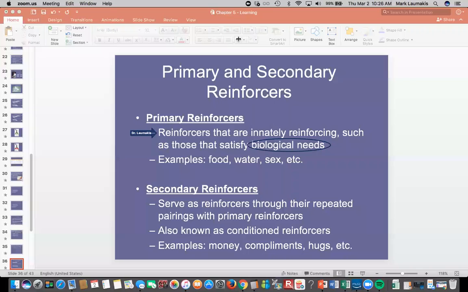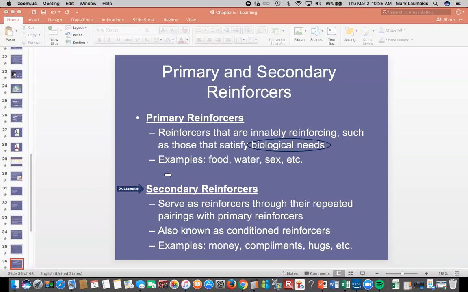So if you do a good job and I give you M&Ms for doing a good job, cleaning up your toys, sharing your toys, helping me clean the kitchen, whatever the case might be, and I give you M&Ms, that's a primary reinforcer. If I give you water, sex would clearly be biologically relevant. Those are all primary reinforcers.